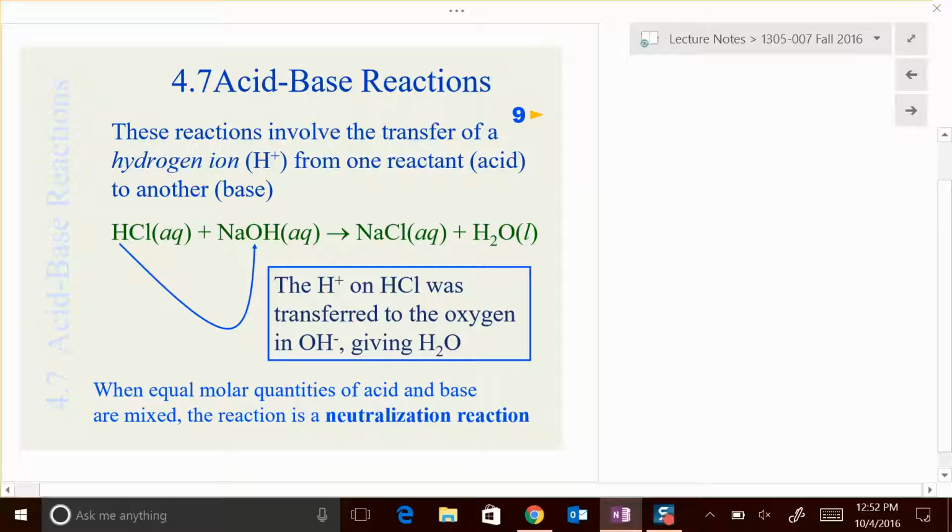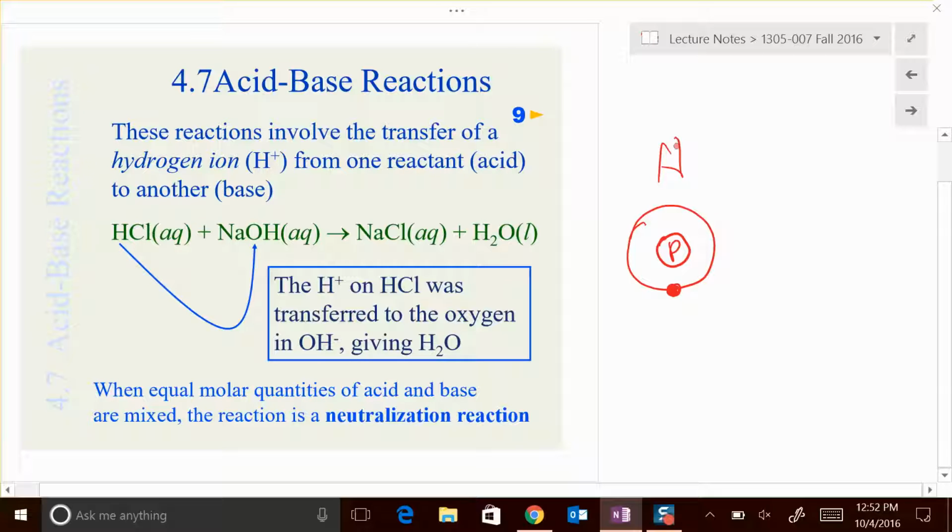Okay, now let's talk a little bit about acid-base reactions. Acid-base reactions are reactions involving transfer of H plus hydrogen ions. Okay, or in other words, what they call a proton. So if you consider the nucleus of a hydrogen atom, it has 1 proton in it. 1 single proton in that hydrogen nucleus. Surrounding that nucleus is 1 electron.